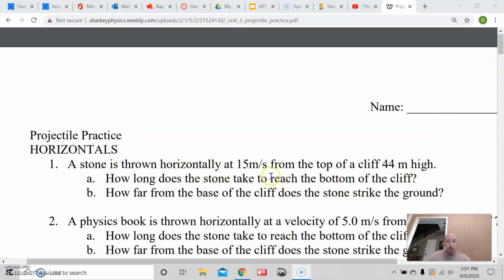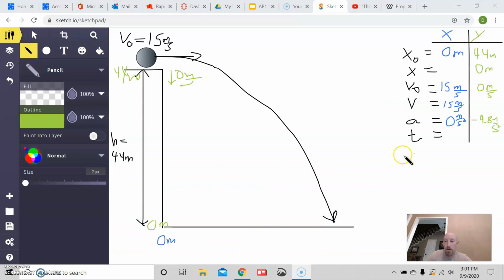Again, here's the problem. Part A, how long does it take the stone to reach the bottom of the cliff? How long does it take? What is that asking us for? What are we looking for? Now here's the rub. You have two options. You have an x column and a y column. So you just have a lot of options.